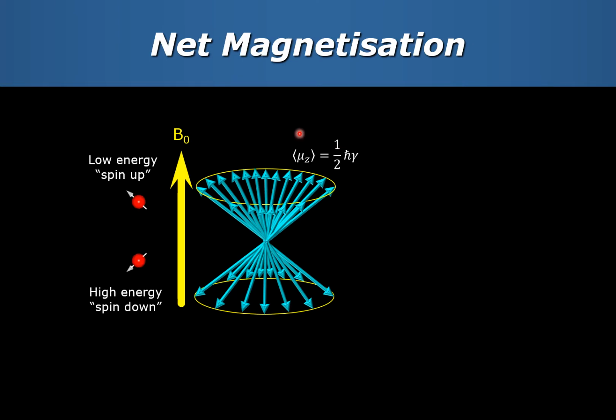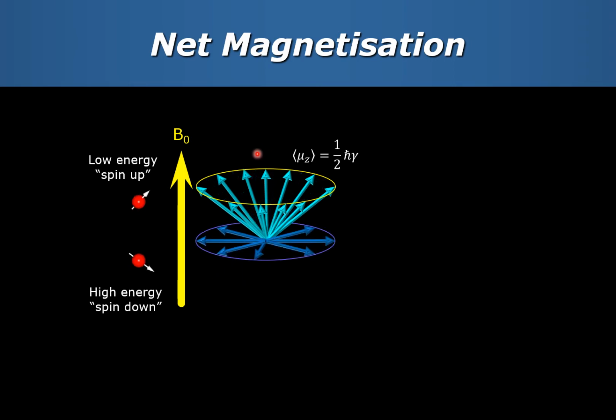So we can also think about the individual spins, because they have no phase relationship with each other, and there's a very large number of them. We can just think of them as being distributed here on a cone. So we have the larger number in the low energy state here, the smaller number in the high energy state down here. So there's a component of the spins in the Z direction, which we'll call mu Z. And of course, if we subtract the high energy spins from the low energy spins, then we're just left with that small excess in the low energy state.